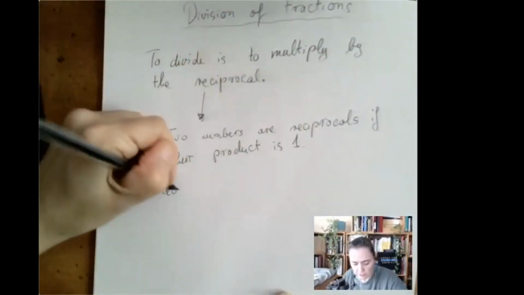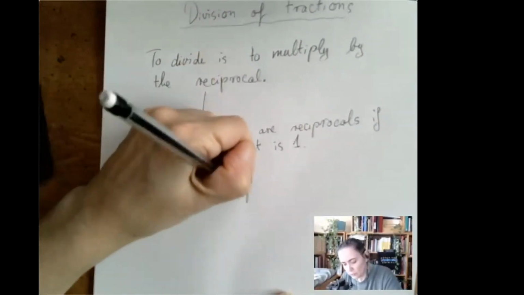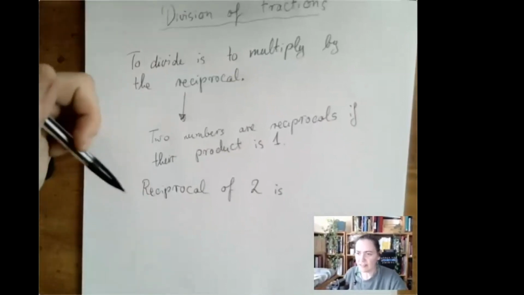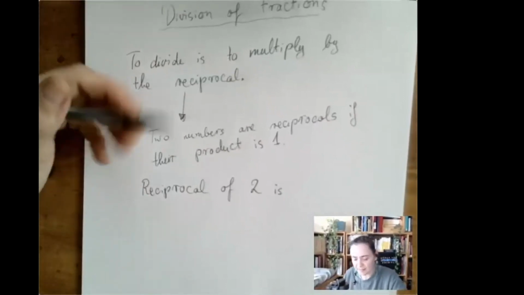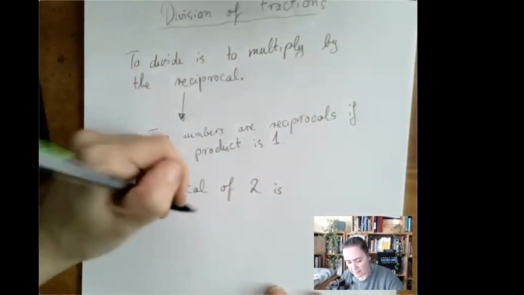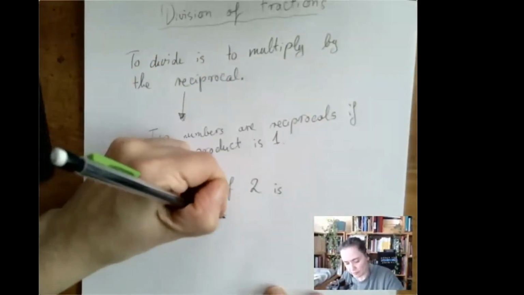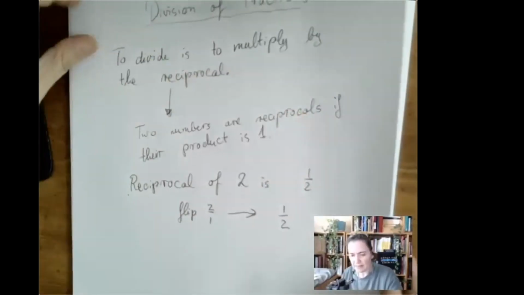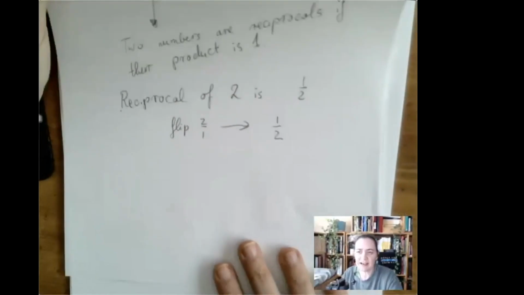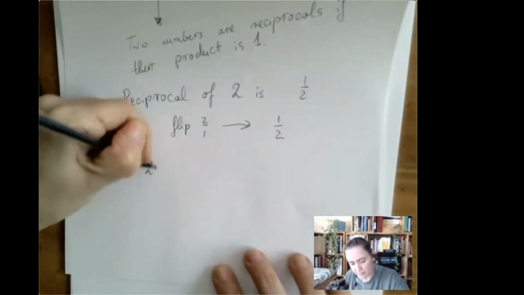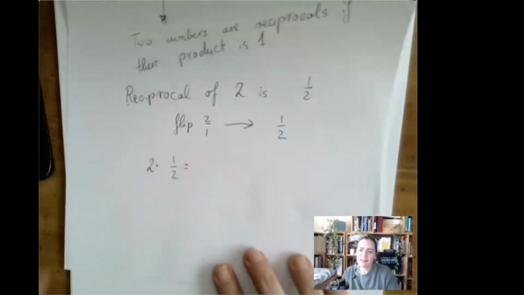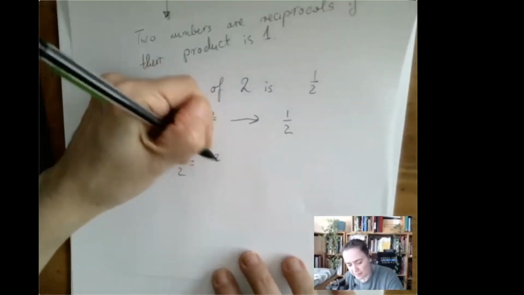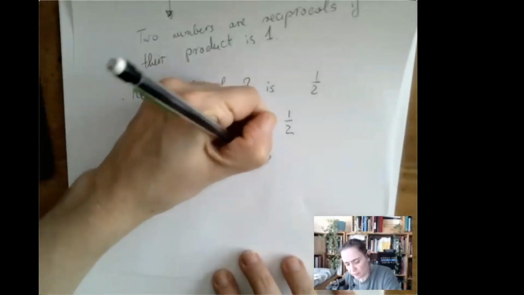So for example, the reciprocal of 2 is, well, you can think of it as flip-flop, but that's for fractions. This is not a fraction. That can be fixed pretty quickly. Flip 2 over 1, and then we get 1 over 2. And then let's check. Well, 2 times a half, that's kind of intuitive, but 2 over 1 times 1 over 2, we get 2 over 2, which is 1.